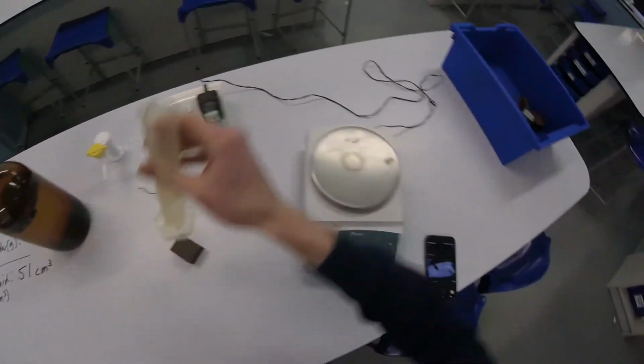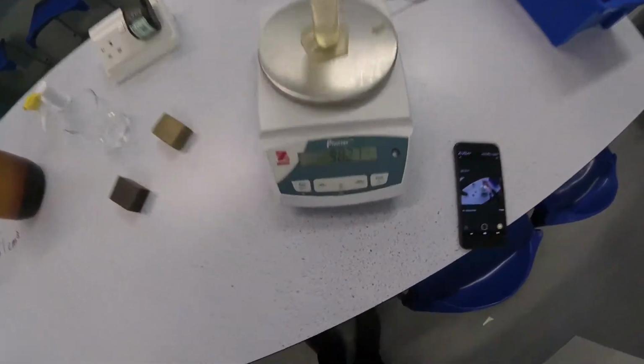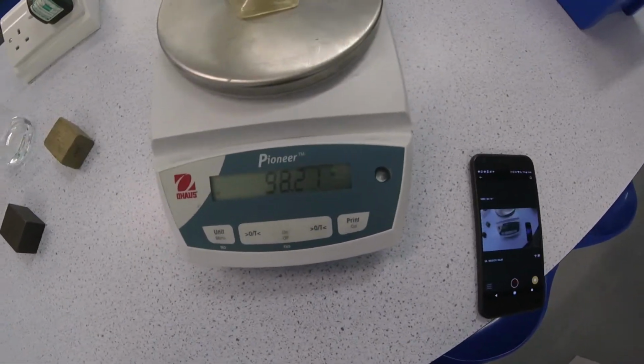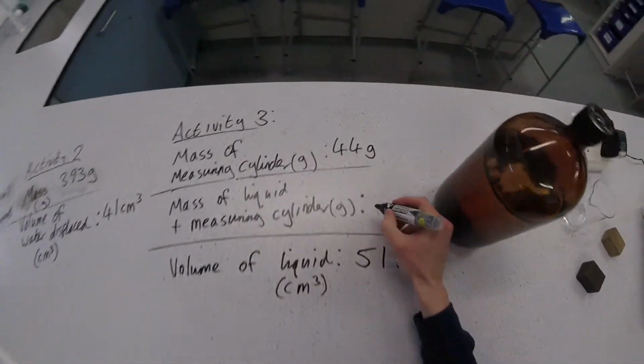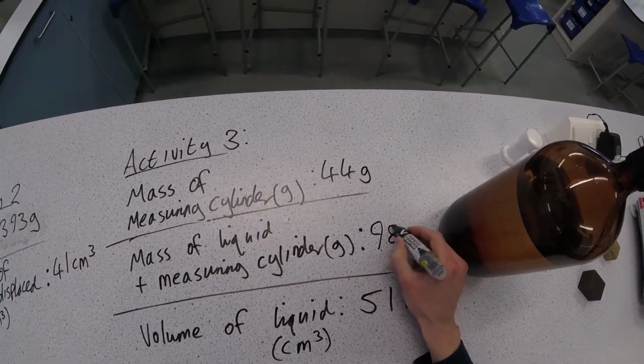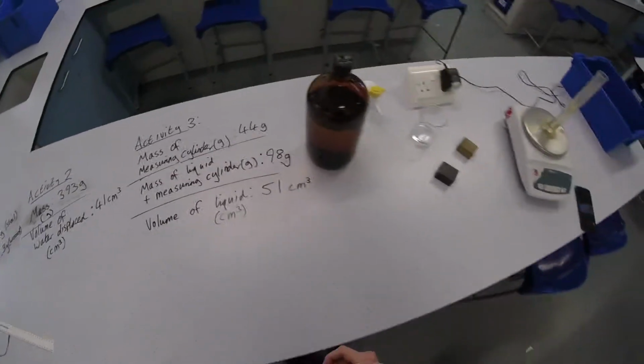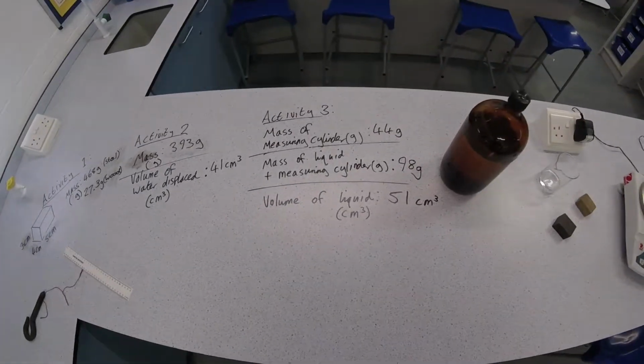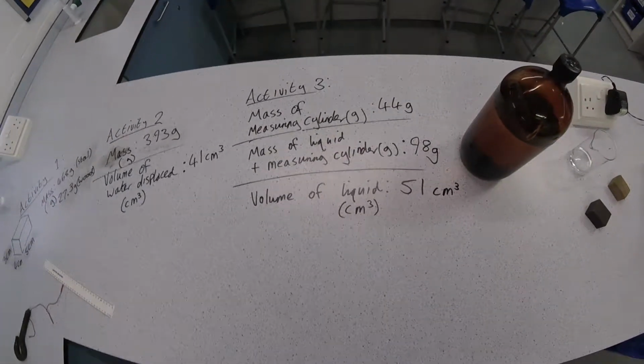Now I'm going to take the measuring cylinder and place it on the scales. I'm going to take a mass of both the measuring cylinder and the liquid. Now, in order to calculate the density of the liquid, I need to figure out the mass of the liquid. So I've got the mass of the liquid and the measuring cylinder. All I need to do is subtract the mass of the measuring cylinder.